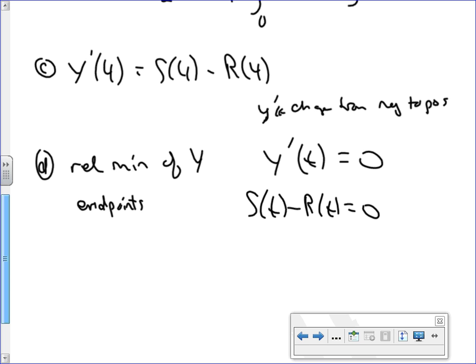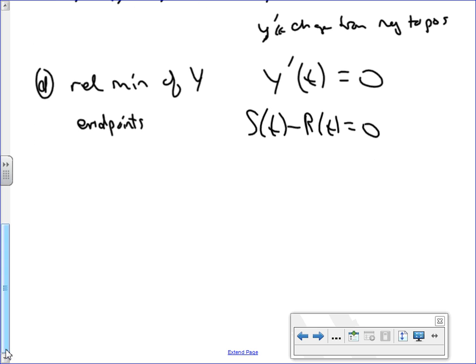All right. So then you're going to use your calculator to solve this and determine where it changes from negative to positive. Okay? And then you're going to do the endpoints again. So what is the beginning of this? Y of 0. I think that we know y of 0. It is 2,500. Y of whatever number you get from that relative min.